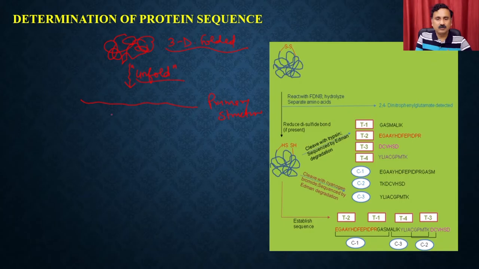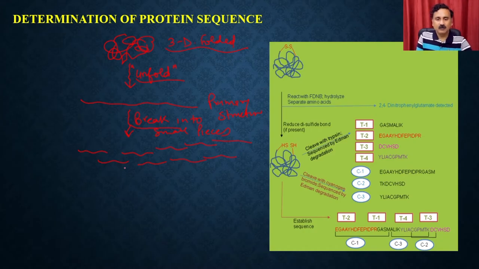Then, because this length is going to be very large, you are going to break the protein into small pieces like this. There are going to be overlapping regions, so that you can put these pieces together later.